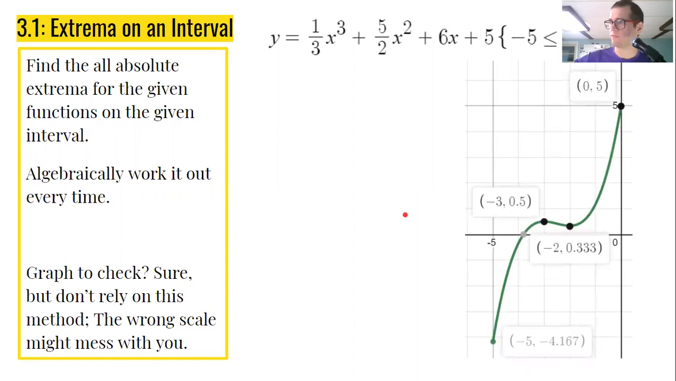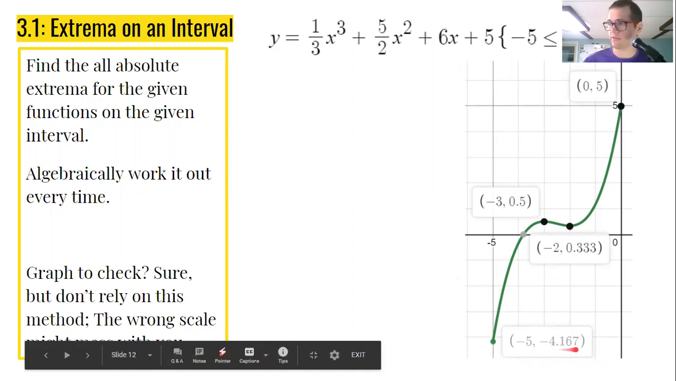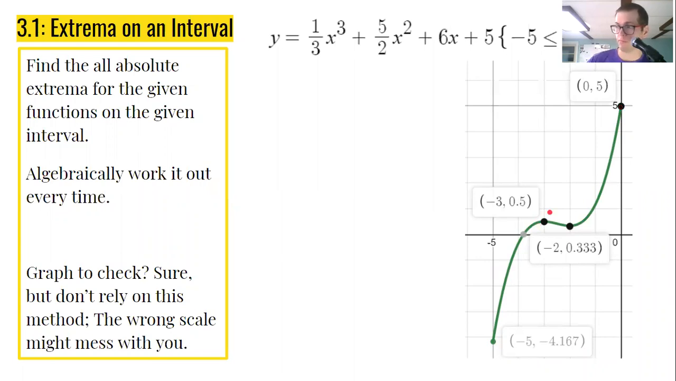Look at that graph. Note on that graph, you can see -5 definitely gives us the output of -4.16, and that's an absolute minimum here. And that's the absolute max. Looking at these points though, both critical points were actually local extrema. -3 was a local max, -2 was a local min. So that's interesting.